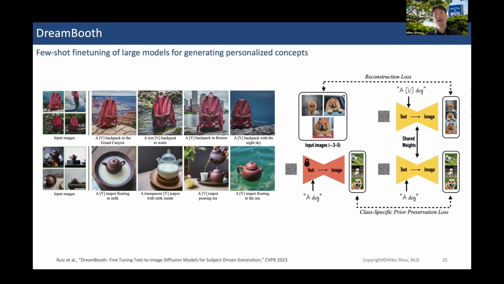So what they did is that they provided a few example images as the input, and then tried to learn a rare token, for example, V, to represent this specific concept. But the original model would not be able to recognize or understand how to map this V to this specific dog or specific bag. So they need to fine-tune this diffusion model in order to make it react correctly corresponding to this rare token.